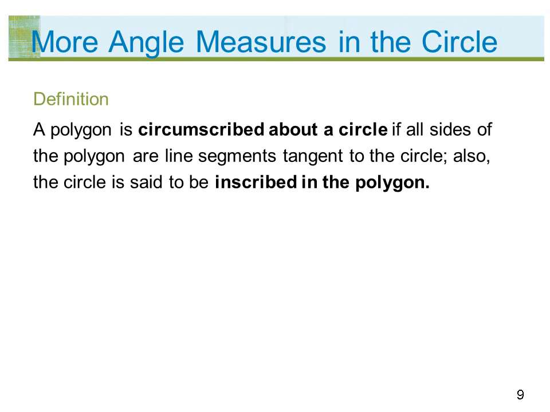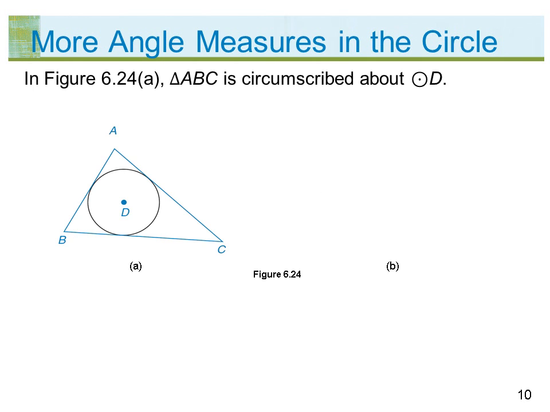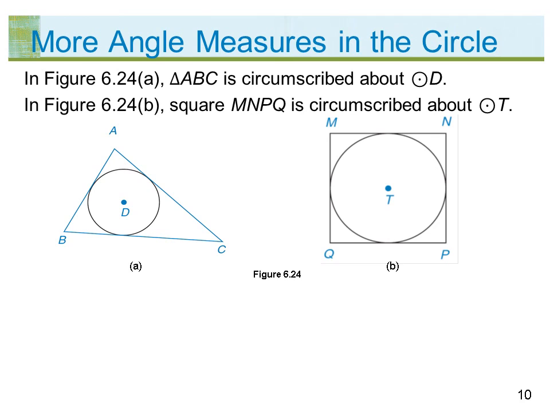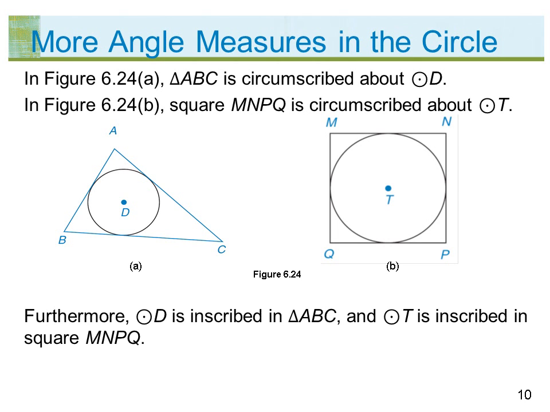Definition: a polygon is circumscribed about a circle if all sides of the polygon are line segments tangent to the circle. Also, the circle is said to be inscribed in the polygon. In figure 6.24a, triangle ABC is circumscribed about circle D. In figure 6.24b, square MNPQ is circumscribed about circle T. Furthermore, circle D is inscribed in triangle ABC, and circle T is inscribed in square MNPQ.